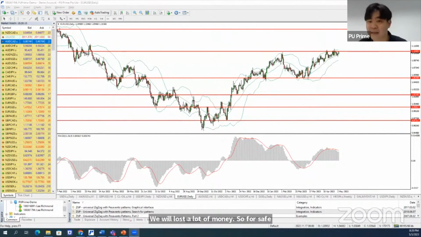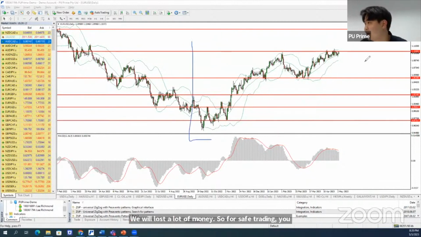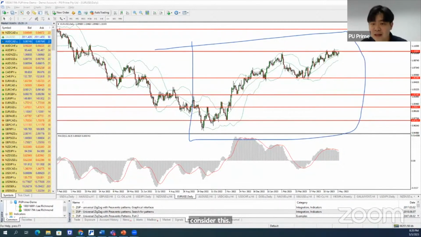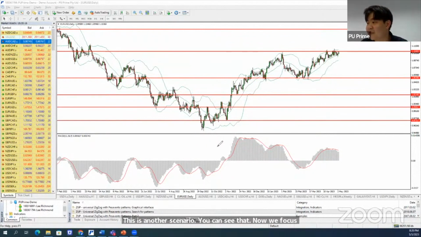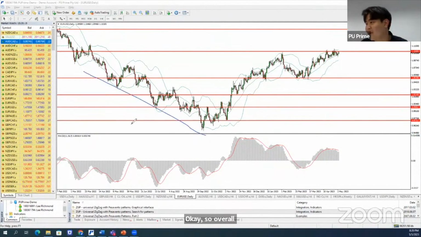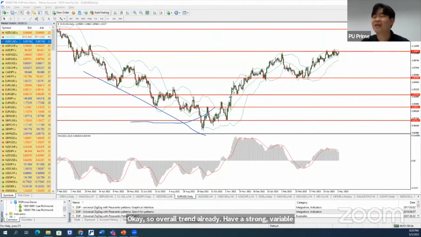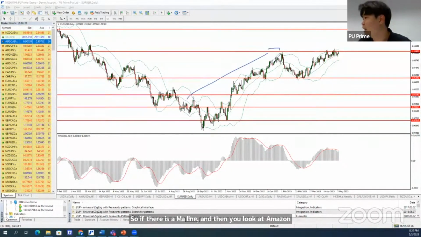Like this is another scenario. You can see that. Now we focus on here. Okay, so overall the trend already has a strong trend reversal. If there is an MA line and you look at the MA line and see, oh, there's an MA crossover, then there will be a very strong trend reversal. And then now you know the trend should be an upward trend already.